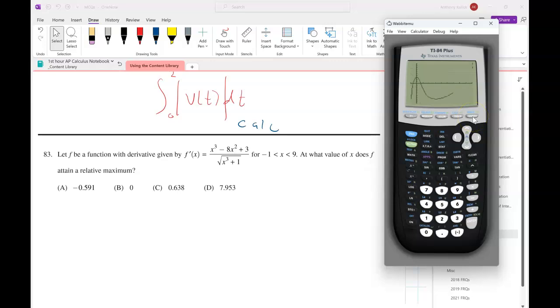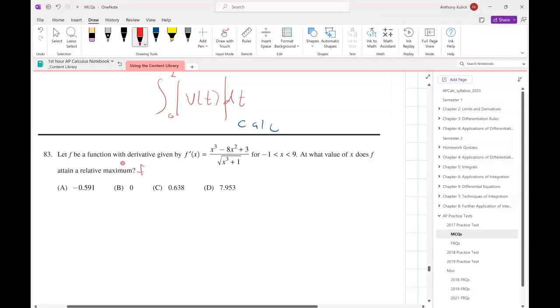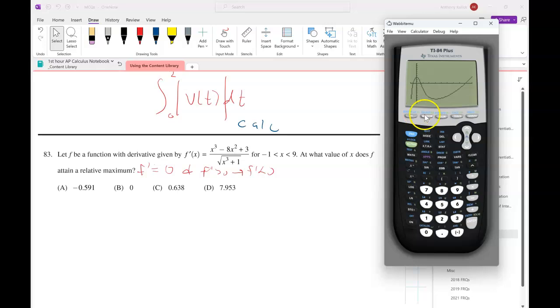Now, what am I looking for? If I'm looking for relative maximums, I'm looking at the zeros, correct? Yep. So I need where the first derivative is equal to 0 and where I move from f prime greater than 0 to f prime less than 0, right? So it's increasing to decreasing. So I'm just going to look at my picture here. So that would be this spot right there. So I'm just going to find that 0 on my calculator, and that's my answer.